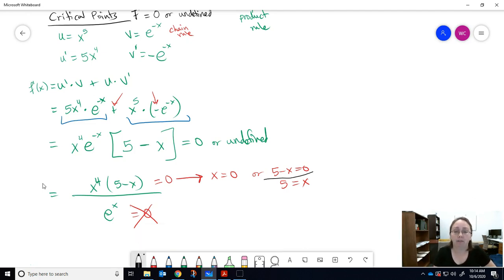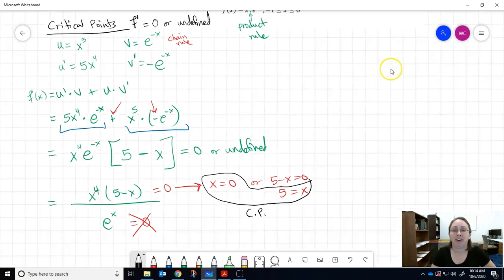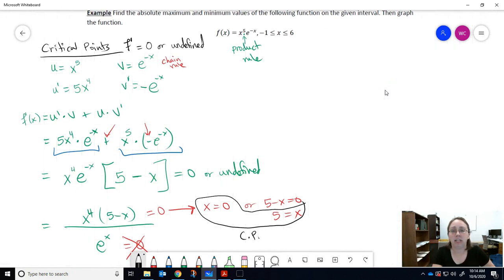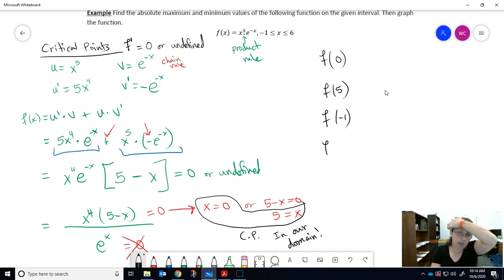So what we have here, 0 and 5, those are our critical points. I'm going to remember this time to make sure they're in our interval. We're interested in x's from -1 to 6. So this is in our domain, both of them. So we're going to consider both critical points and the endpoints when we plug into our function. So f of 0, f of 5, and then our endpoints, -1 and 6.